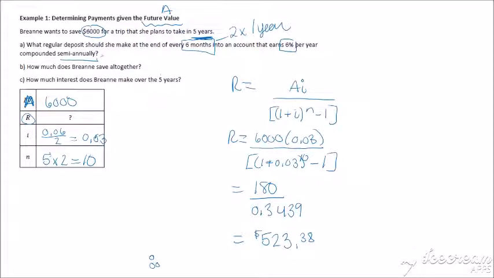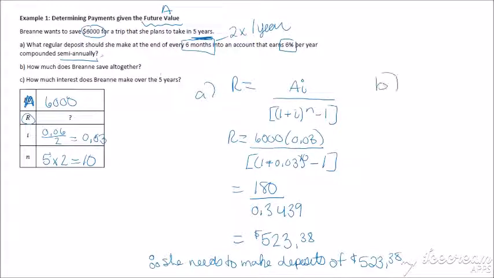Therefore, she needs to make deposits of $523.38. And that's A. Now let's take a look at B.